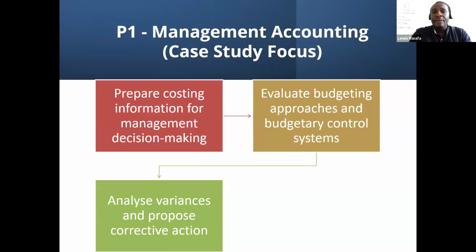So your focus areas, therefore, should be, from a P1 perspective, know your costing. Know your costing for short-term decisions. Know your budgets, different types of budgets and their benefits. Variance analysis, like I emphasized, you need to know and calculate year to year and discuss the impact of the changes.